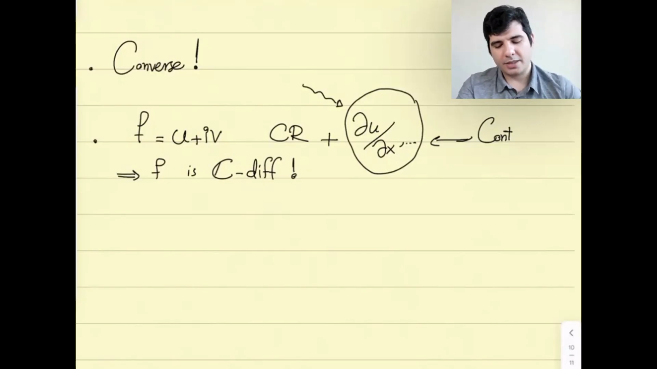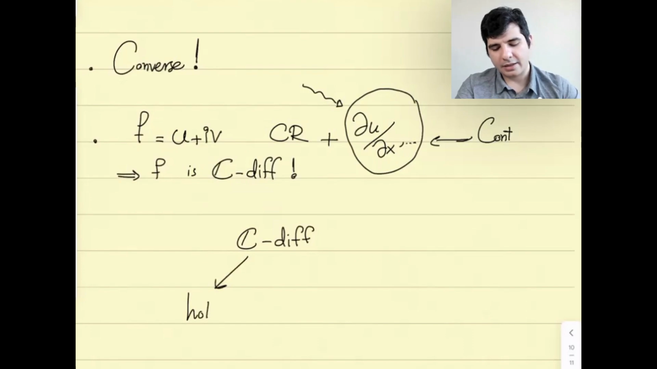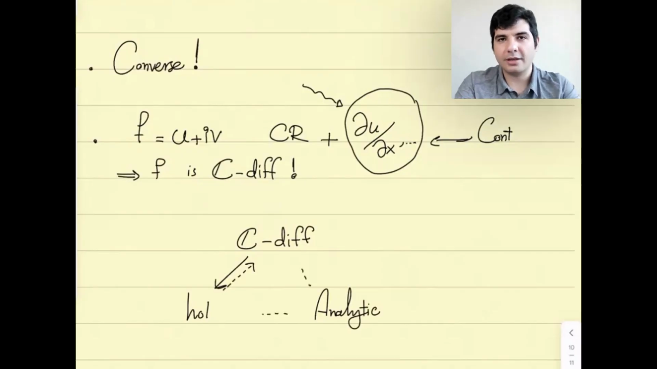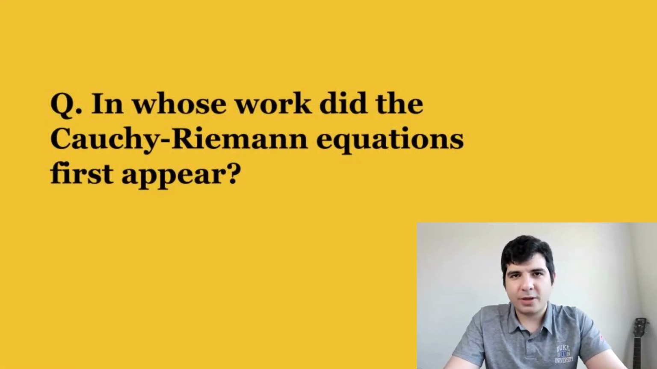Okay, so now we learned complex differentiable implies being holomorphic, and I left it to you that being holomorphic implies complex differentiable. So in the next part, we are going to discover what it means to be analytic and how it is related to the other two notions, right? As the closing question, I'd like you to answer this question. Do you know who wrote the Cauchy-Riemann equations first? Cauchy, Riemann, someone else?